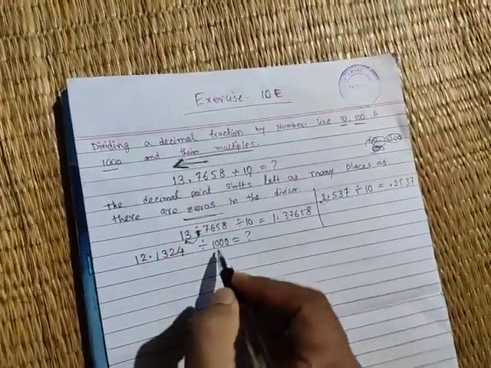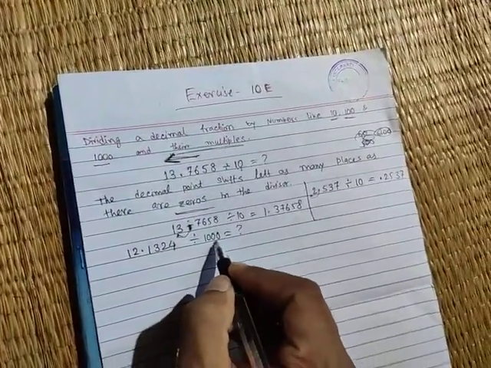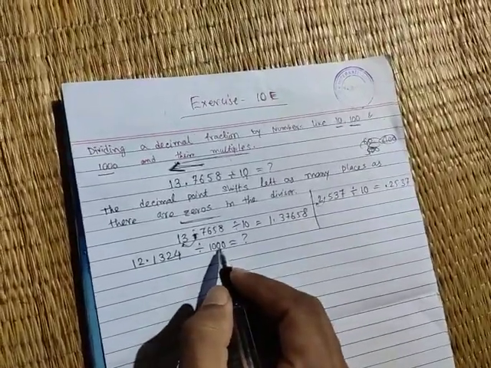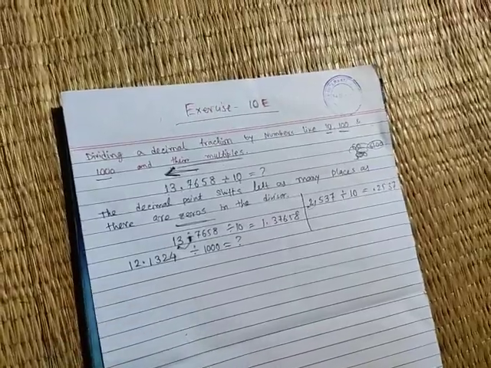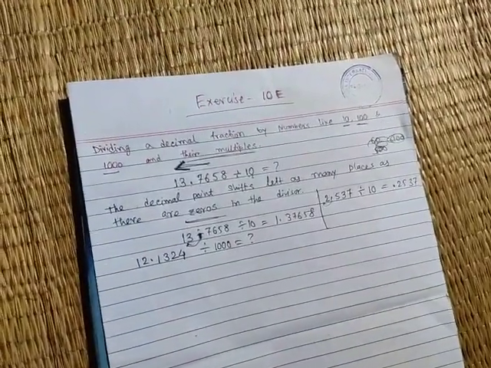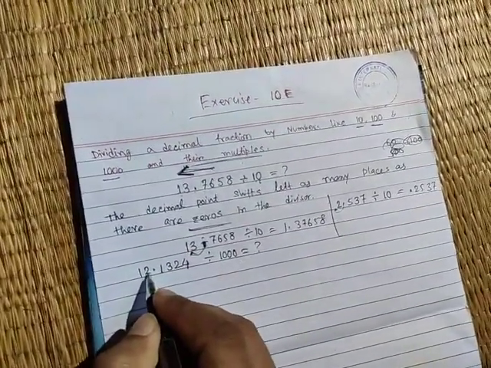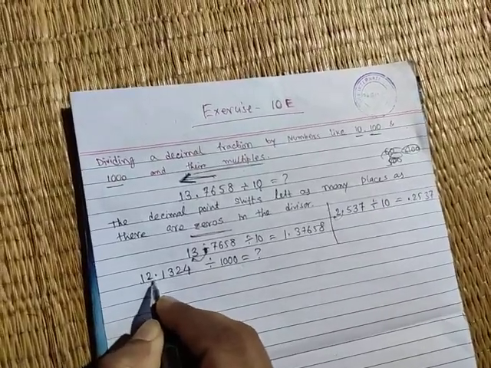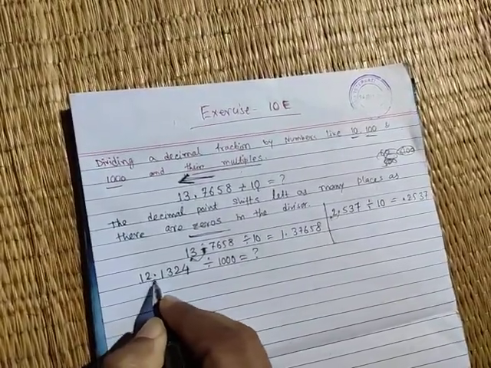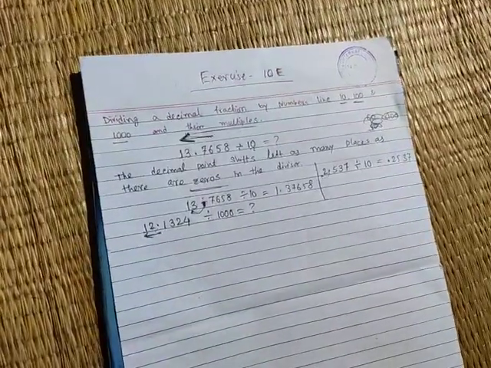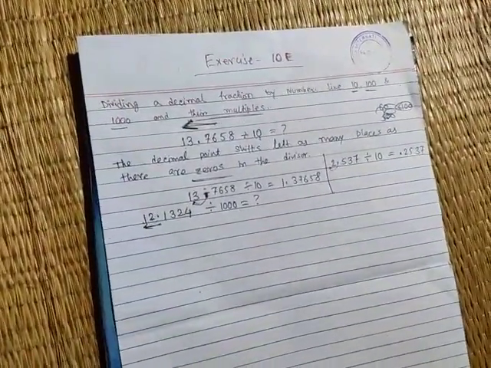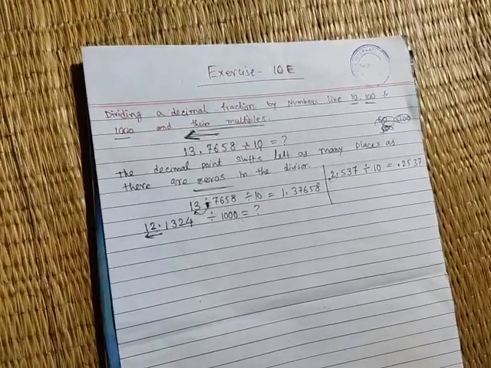1000. See here, how many zeros are there? There are 3 zeros, so I have to shift the decimal point by 3 places. But see here, you have only 2 digits, 1 and 2, from right to left. So we can move only 2 digits. For this, what we have to do? That is also very important.